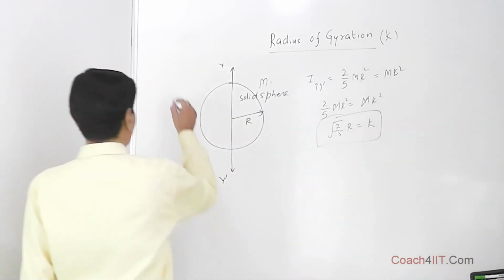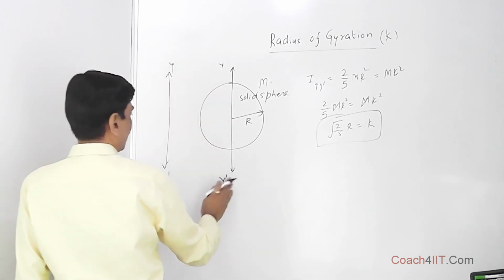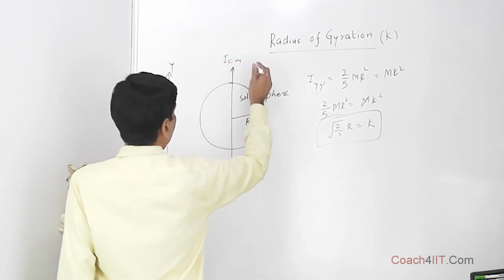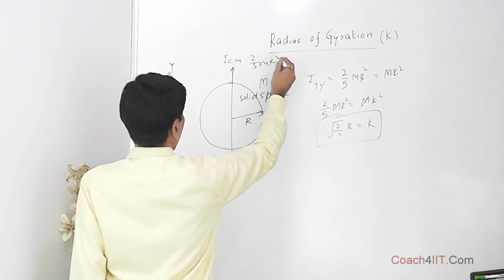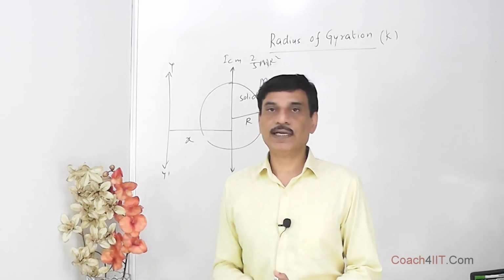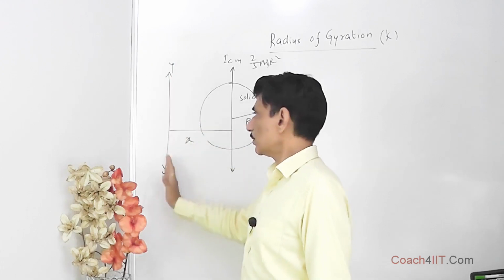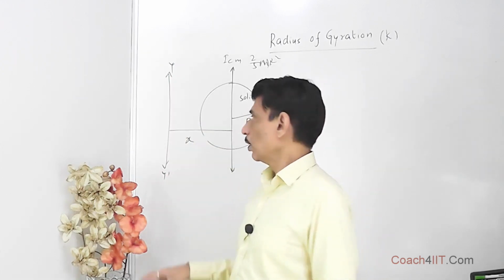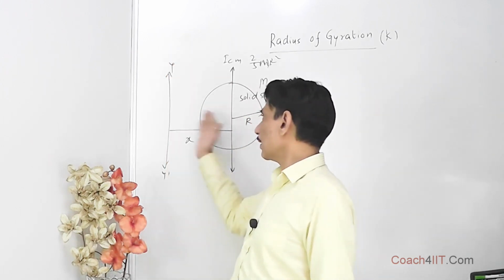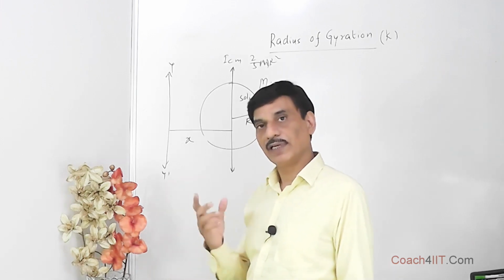Now let's say we have an axis over here, we have taken I dash, and over this we call it ICM, that is the moment of inertia about this axis. We know it is 2 by 5 mr square, and this distance is x. Now if we have to find the radius of gyration of this solid sphere about this axis, the first thing we do is find the moment of inertia of this solid sphere about this axis. Using the parallel axis theorem we can find it, and then directly we put it equal to mk square, where k is the radius of gyration. We can get the answer.